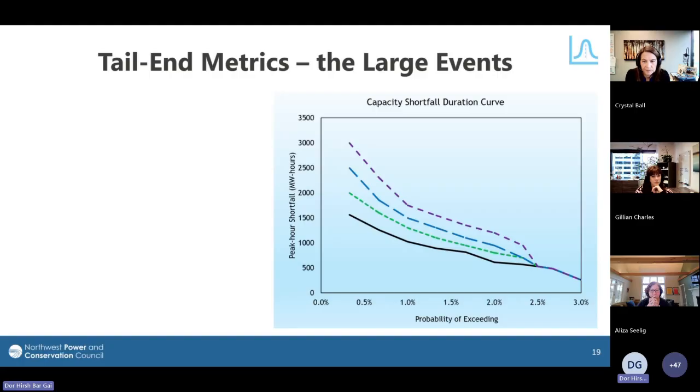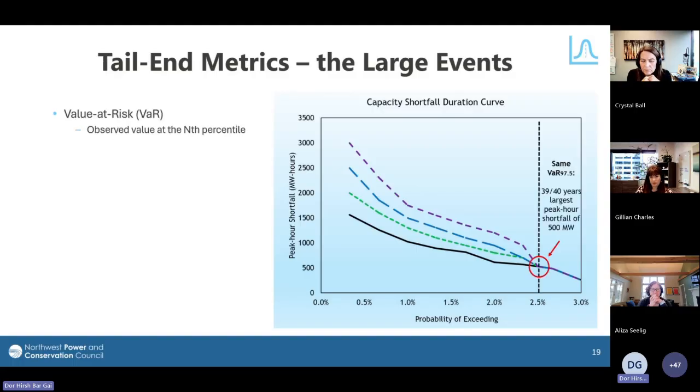Tail end metrics capture the large events. There are two main ones, and we've had really good discussions over the years in our advisory committees, but the first one is value at risk. What you're seeing on the right are 5 different portfolios. They are arbitrary. You can see that they have different largest events. This is called a capacity duration curve. I know the word duration is confusing, or misleading.